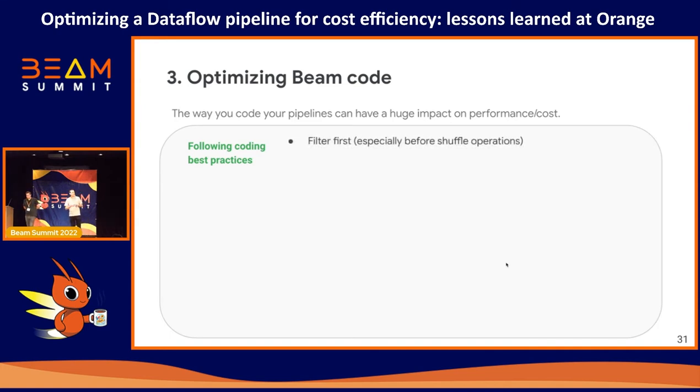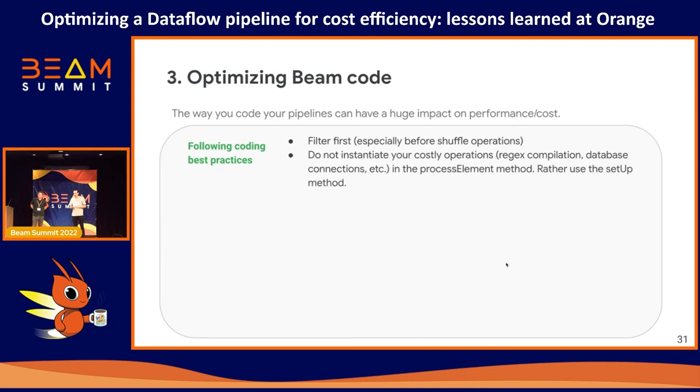So as with many distributed systems, the shuffle operation is usually the most expensive. So when you do group by key, co-group by key, anything that will create a shuffle, make sure you filter first. If you can filter before your shuffle operations, do it, because it's going to make a difference.